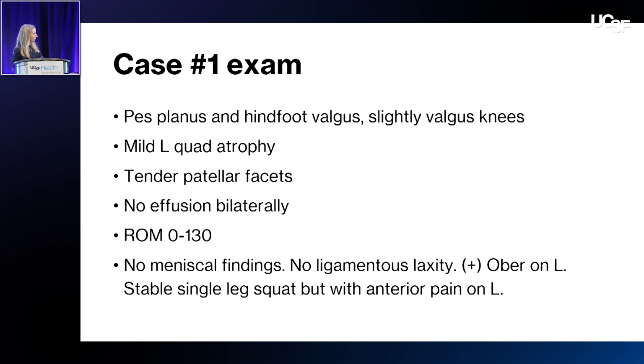You do her exam. She has pes planus and hindfoot valgus and slightly valgus knees. Mild left quad atrophy, tender patellar facets, no effusion, intact range of motion. She has no meniscal findings, no ligamentous laxity, a positive Ober, and a stable single leg squat, but anterior pain on the left with that.